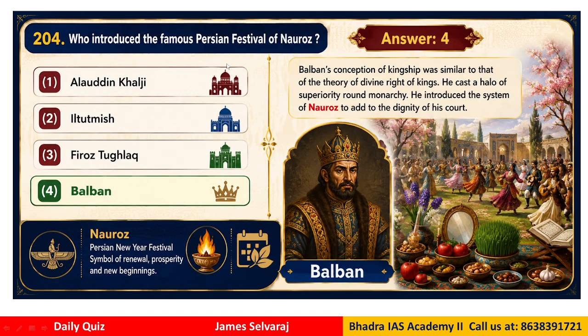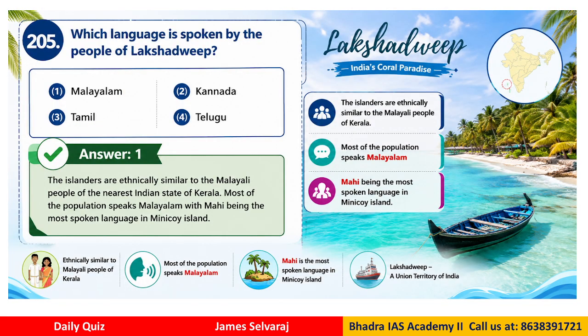Question number 204. Who introduced the famous Persian festival called Nowruz? So the Nowruz festival was introduced by whom? So if you see here, the answer would be 4, that is Balban, right? So Balban's conception of kingship was similar to the theory of the divine right of kings. So he cast a halo of superiority round monarchy and introduced the system of Nowruz to add dignity to his court. So that is how this celebration, the festival, also started, Nowruz. So the correct answer will be answer 4, Balban.